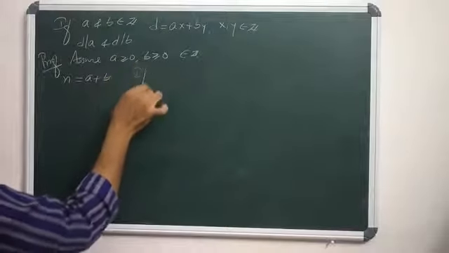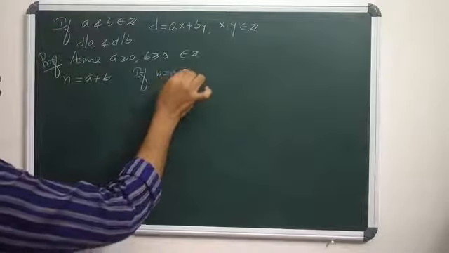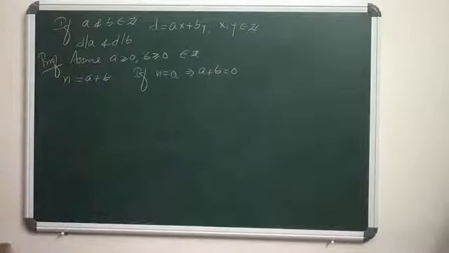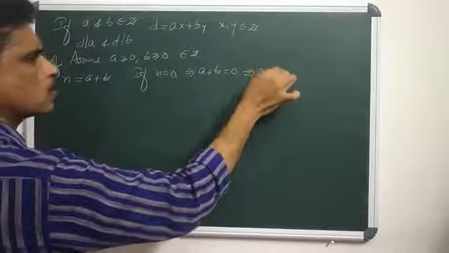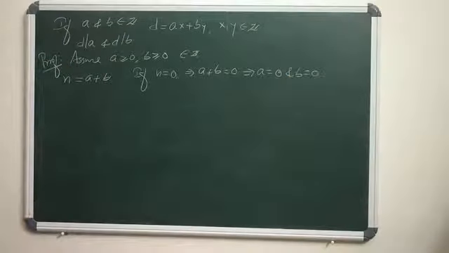Now, if n equals 0, what happens here? If n equals 0, then A plus B equals 0, because we chose n equals A plus B. Since A and B are greater than or equal to 0, A plus B equals 0 should imply A equals 0 and B equals 0. This is the only possibility.